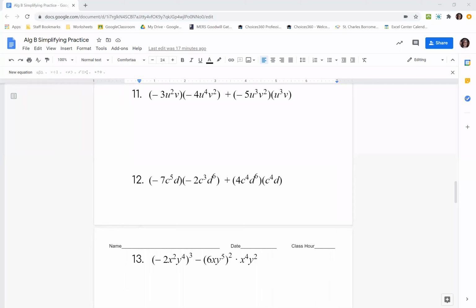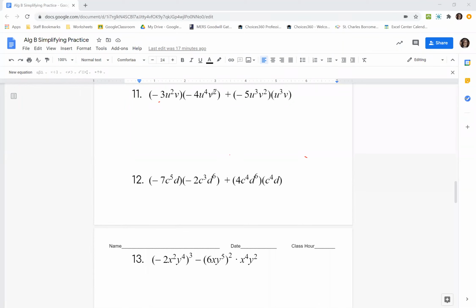So order of operations will tell me to always multiply before I add. So I have this multiplication going on and this multiplication going on. And then after I'm done with those, I'll add them together. Okay, so that's going to be my game plan. So let's take care of over here.